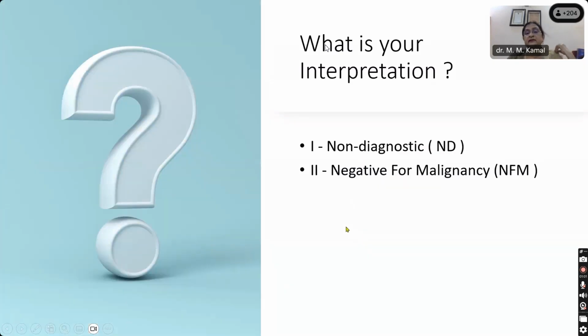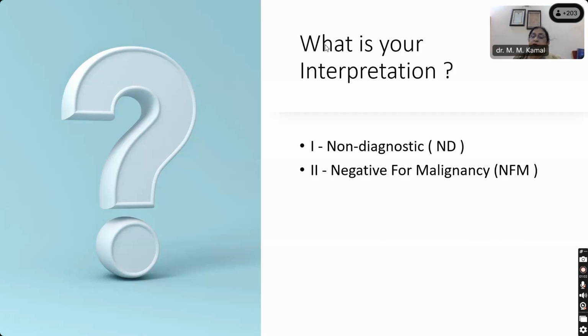So I had asked in this, what is your interpretation? Fatima, what did you interpret it as? Category 2, negative for malignancy. Wasn't it non-diagnostic? No, ma'am, because there were quite good cellular smears. Yes, so no representation of malignant cells in a specimen from a patient suspected to have malignancy does not mean that it is non-diagnostic. If you have a good amount of cells, well preserved, well processed, and well displayed, you can see all the morphological features. So it becomes a reportable specimen.